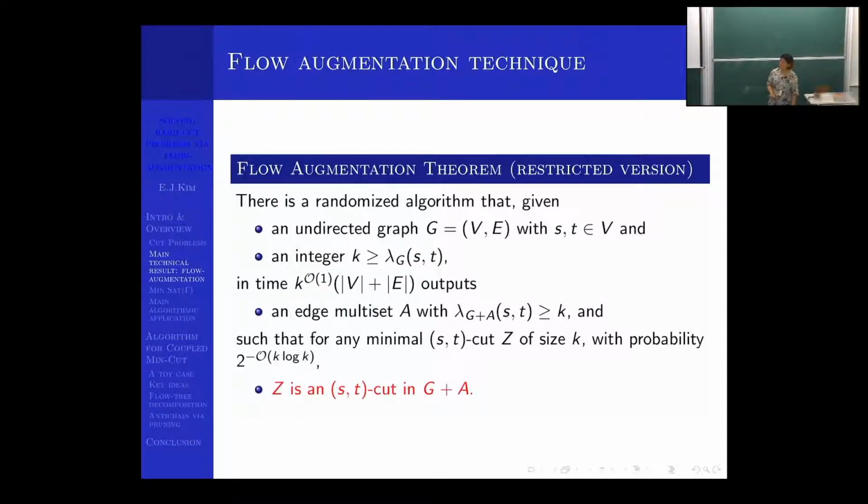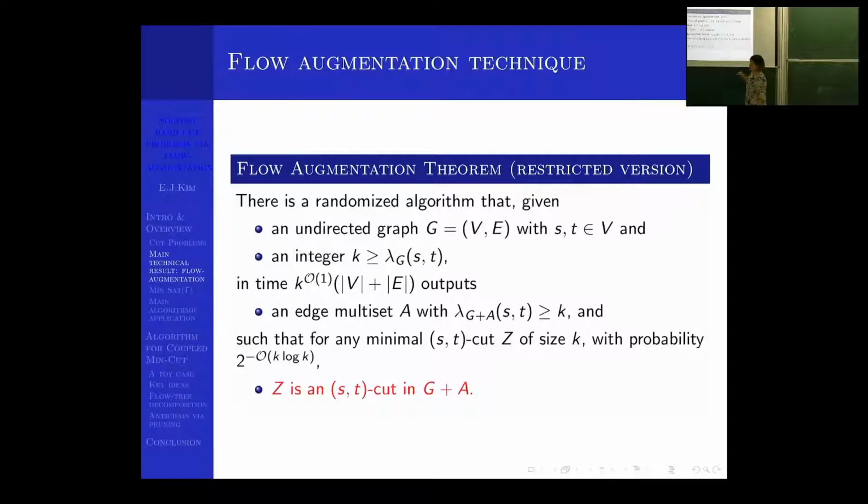Does it say a minimal ST cut of size K? Do you mean that it's a minimal ST cut that happens to have size K, or that it's an ST cut of size K but that is minimal? I was a bit confused. So minimal, yeah. If you delete one edge, then it's not an ST cut anymore, and it has size exactly K.